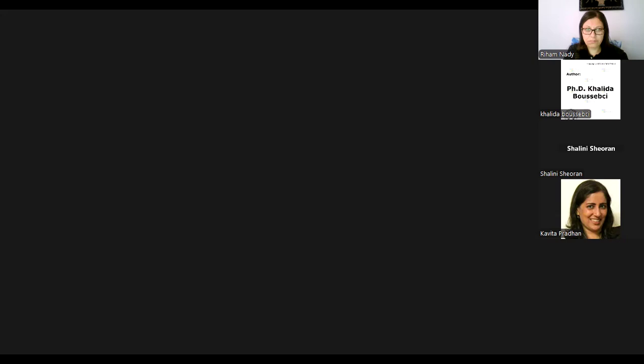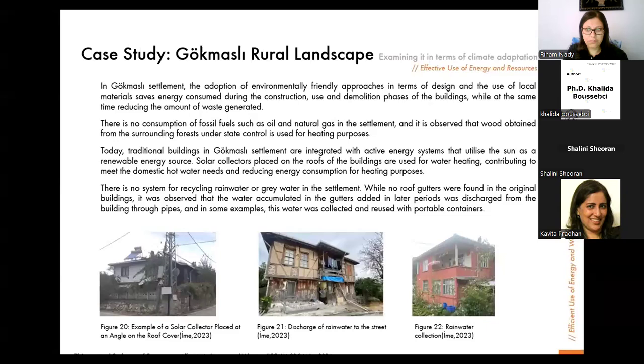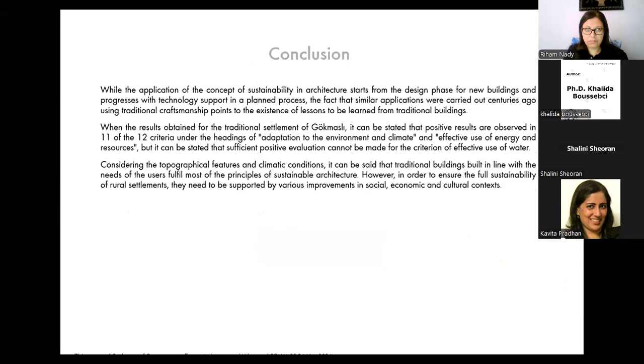In Gökmaslı, there is no system for recycling rainwater or grey water in the settlements. While no roof gutters were found in the original buildings, it was observed that the water accumulated in the gutters added in later periods was discharged from the building through pipes, and in some examples, this water was collected and reused with portable containers.